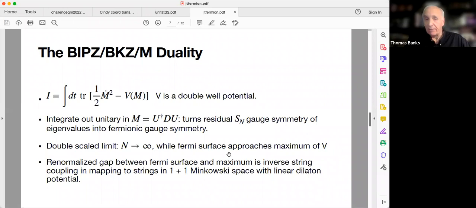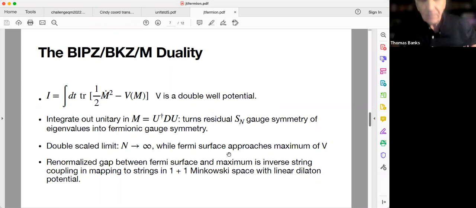So it shows that a matrix model of this type is exactly equivalent. The quantum mechanics of a single matrix is exactly equivalent to N fermions, where N is the rank of the matrix, living in a space dimension that originates as the eigenvalues of the matrix, and having a potential V. And they're all non-interacting and they move in the same potential.